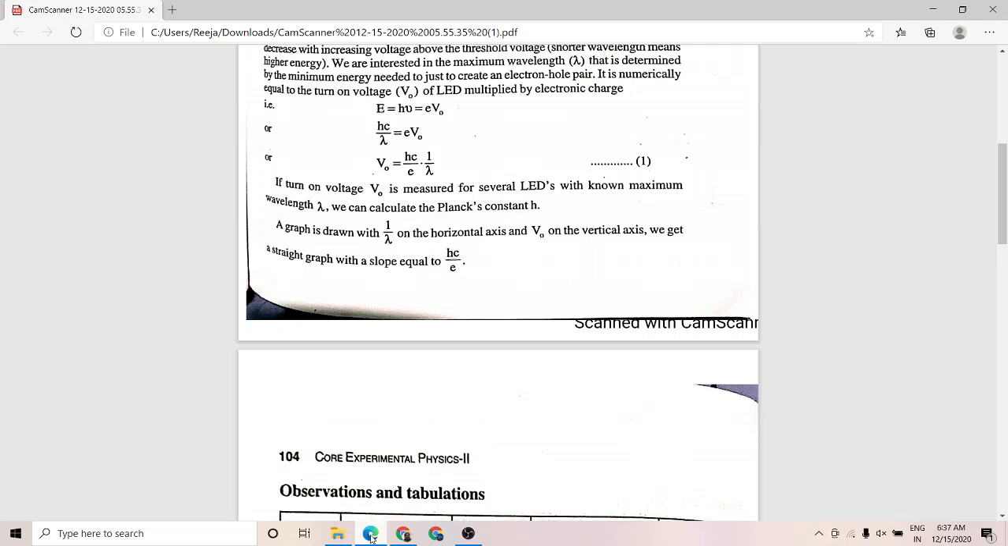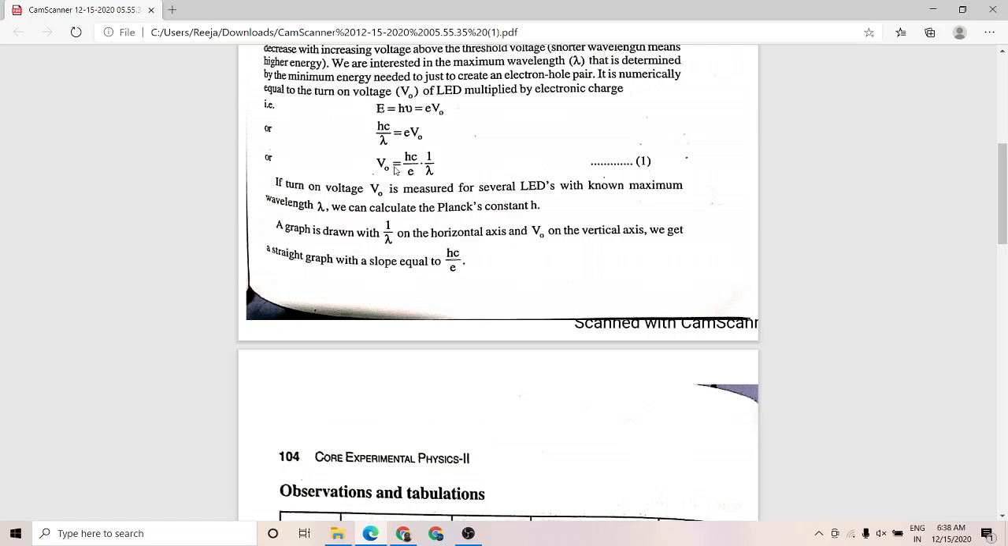Okay. So here the equation that you use is eV0, that is the energy due to the threshold voltage applied. eV0 is equal to h nu, that is the energy of the photon released on the electron hole recombination. So h nu can be written as hc by lambda is equal to eV0, or eV0 is equal to hc by e into 1 by lambda. So what we do is we find out the threshold value of potential, or the knee voltage required for the LEDs to light up, that is the maximum wavelength or the minimum energy required to just create the electron hole pairs.